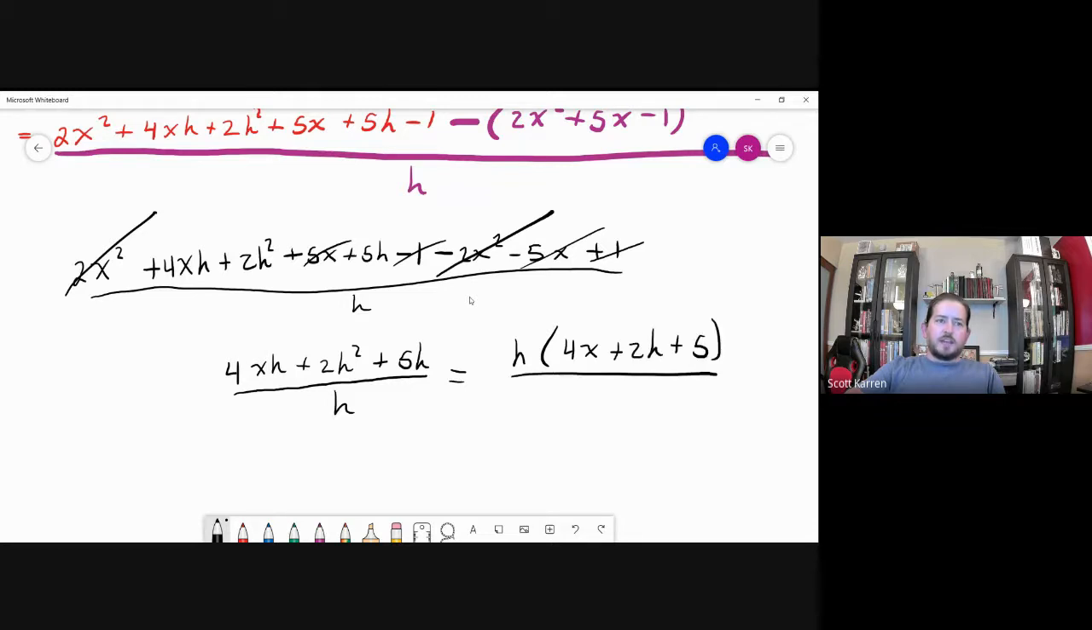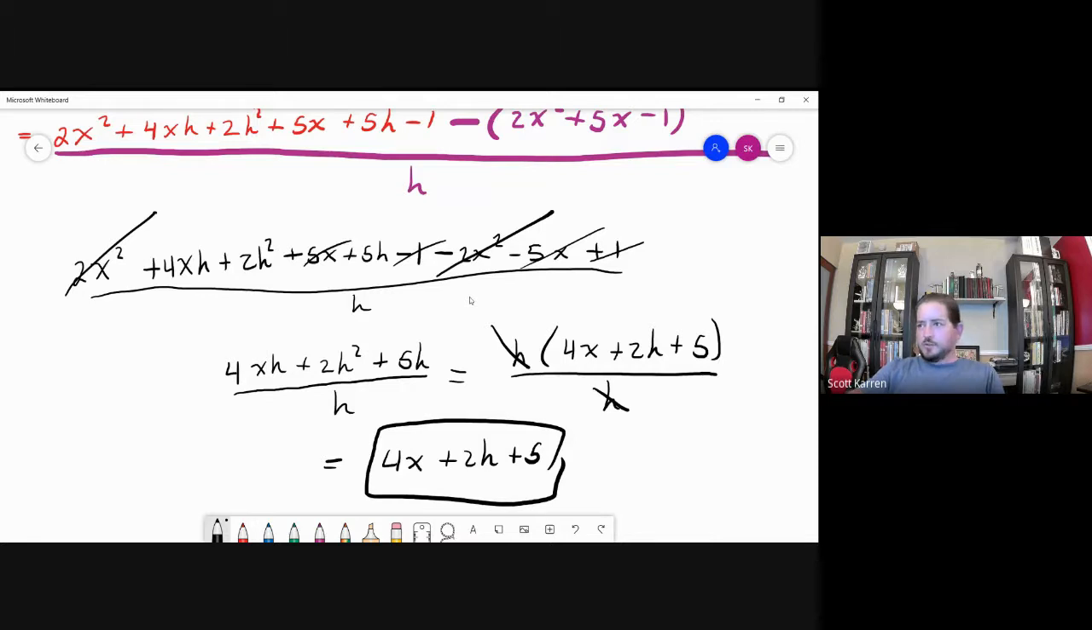Why do I want to do that? Because I can't cancel anything with that h in the denominator until it's a factor. Now that it is, it cancels. And my final answer here is 4x plus 2h plus 5. Not the worst thing I've ever had to get through, but it's kind of a long one.